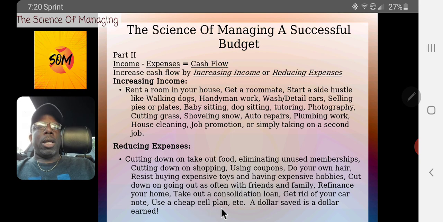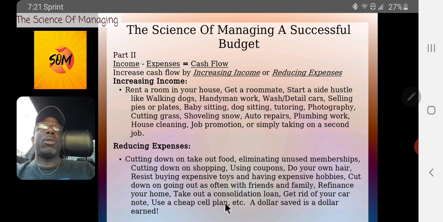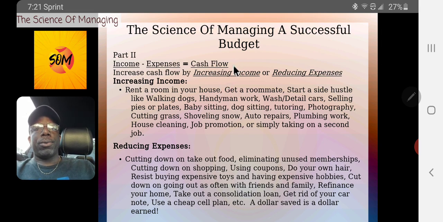Use a cheap cell plan. There's these prepaid cell plans, some of them are $20 a month. Some of them are $30 a month, depending on how you set them up. But they're a lot cheaper than if you signed a contract with Verizon, got the most expensive phone and started paying on that phone and paying on your plan. You're paying $150, $200 a month when you can just get a cheap little prepaid phone. That'll save you a lot of money. And if you save $100 by doing this route, you just added $100 to your cash flow. Okay?